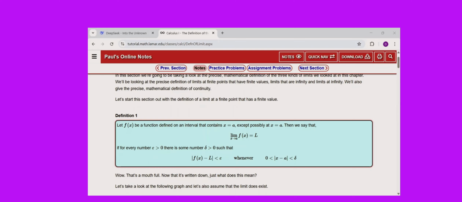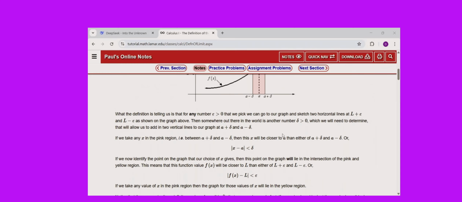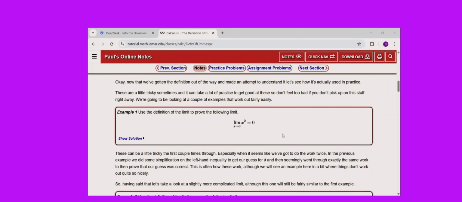Definition of the limit: let f(x) be a function defined on an interval containing x equal to a, except possibly at x equal to a. Then we say that the limit as x tends to a of f(x) is equal to L. Yes, that is called the limit.